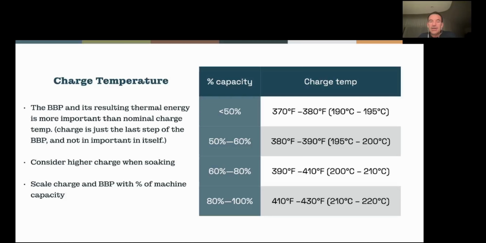That's not to say you shouldn't use a consistent charge temperature. It's just to say that you have quite a bit of flexibility when you choose your charge temperature, and the actual number is not very important. Just pick one that's working for you, and I'll show you how to choose it, and then just stick with it, and it'll be fine.